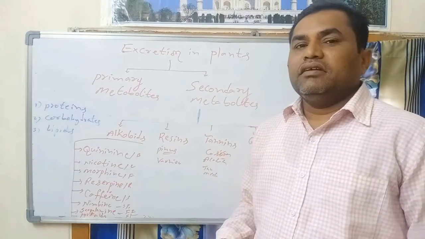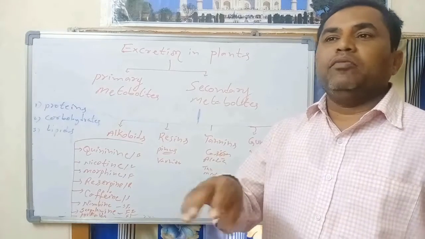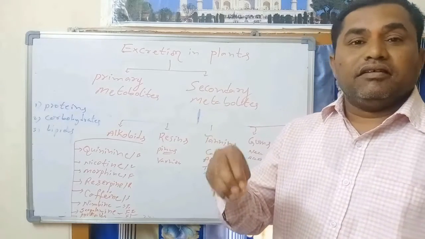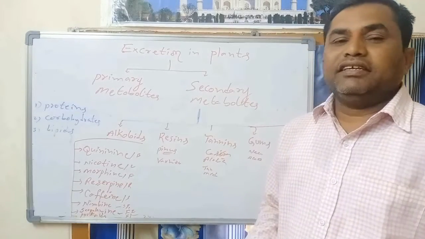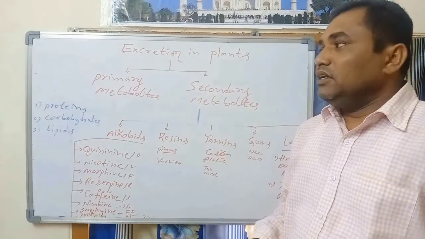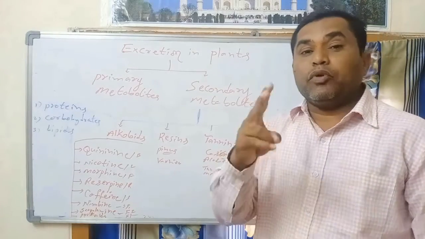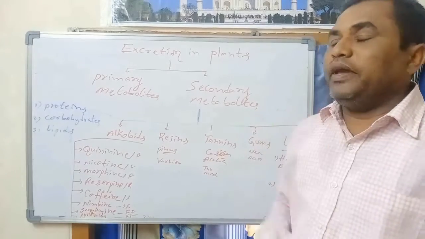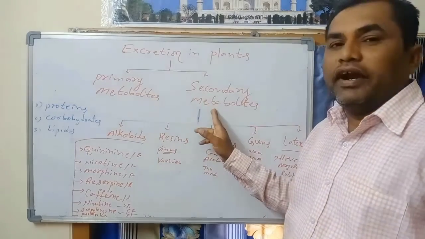But excretion is not only present in animals and human beings, we can also see excretion in plants. So plants also can excrete whatever substances are formed in their body. But plants actually produce two types of products. How many products? Two types. So plants excrete two main substances: primary metabolites and secondary metabolites.